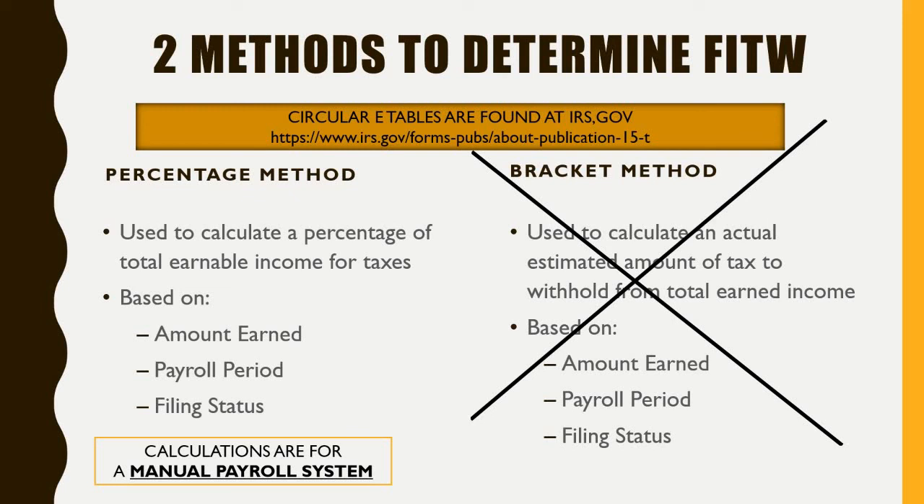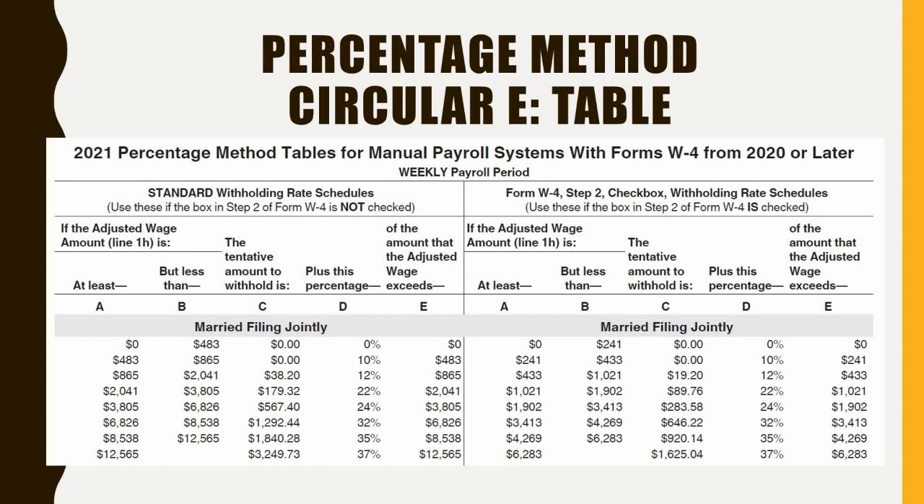So we're going to be using the Circular E table to find the tax tables, which is going to be based on the amount that the employee earns. It's going to be based on the payroll period, the filing status, and so on and so forth. And what we're doing here is calculating for a manual payroll system. So let's talk about what the Circular E table does. So here's the Circular E. Now, this is just what it looks like here.